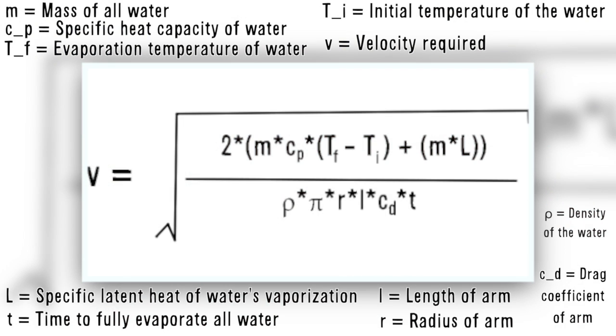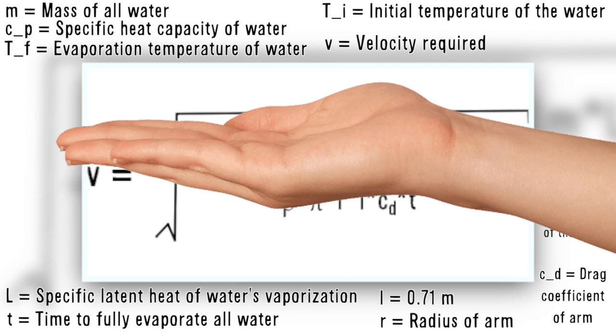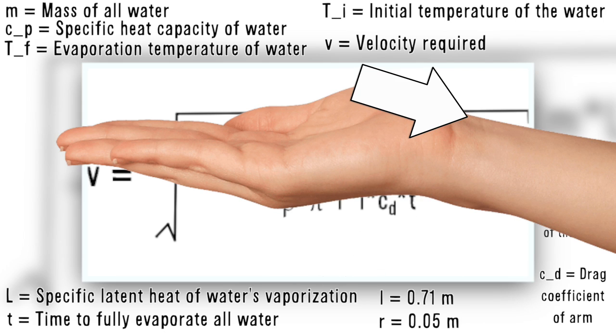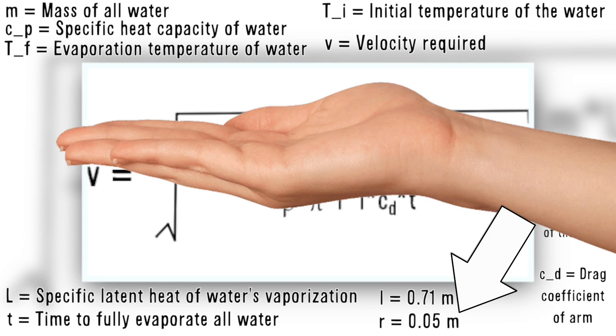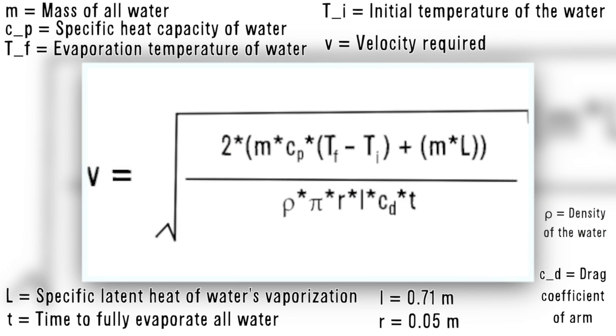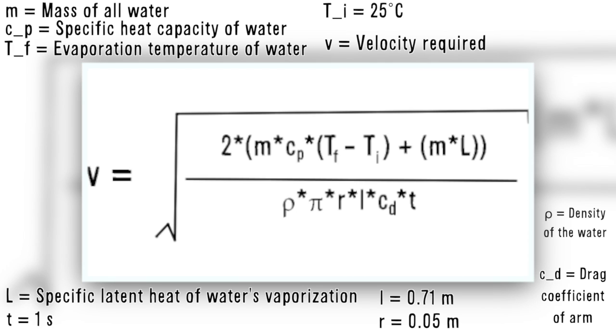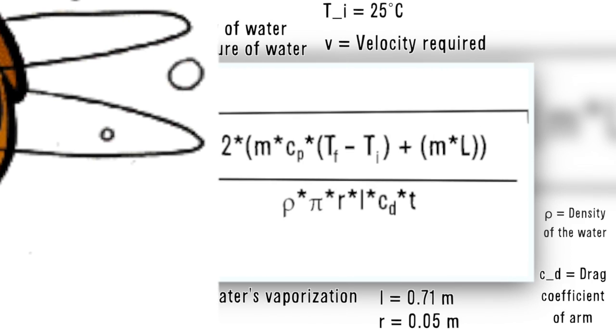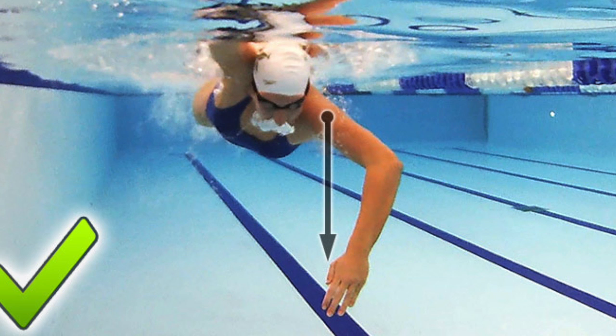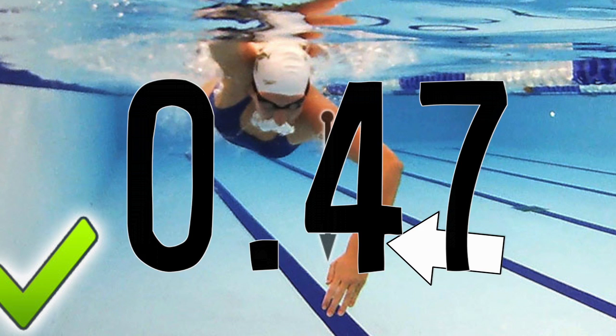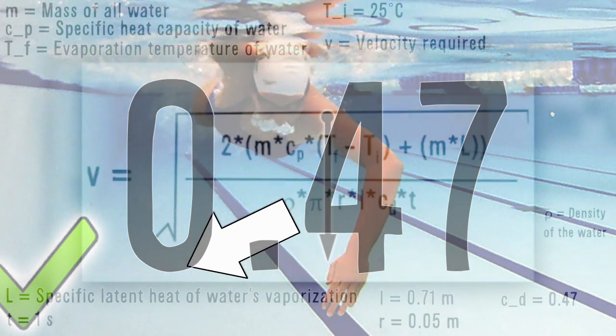So what can we find out? It's very easy. Average arms are 28 inches long, or 0.71 meters. They are 4 inches wide, or have a radius of 0.05 meters. I'm assuming you'll be able to vaporize all the water in just 1 second, and that the pool is at room temperature, 25 degrees Celsius. Now it gets a bit trickier. The drag coefficient of an arm, like this, is 0.47, or at least according to online sources it is.